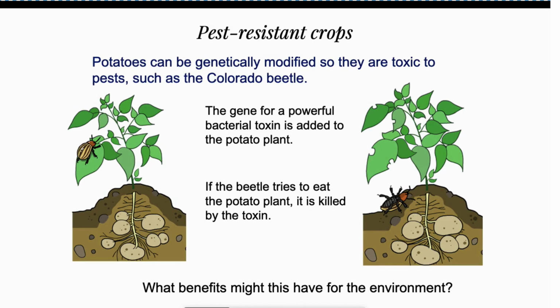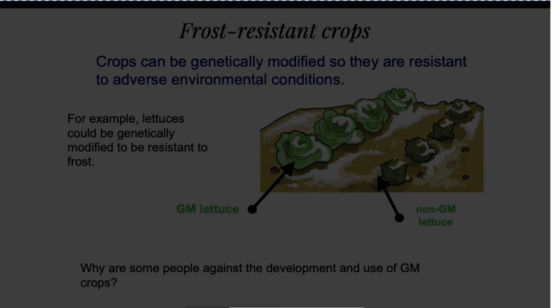Now look at this. Potatoes can be genetically modified so they are toxic to pests such as the Colorado beetle. You know, the Colorado beetle is the number one enemy of the potato. So the gene for a powerful bacterial toxin is added to the potato plant. And if the beetle tries to eat the potato plant, it's killed by the toxin. What benefits might this have for the environment?